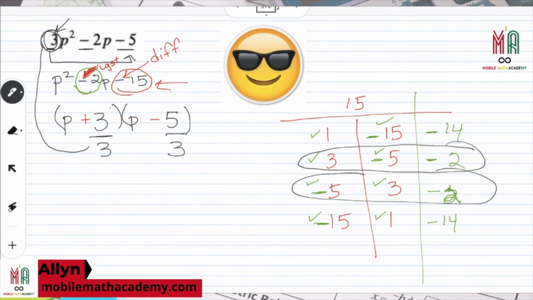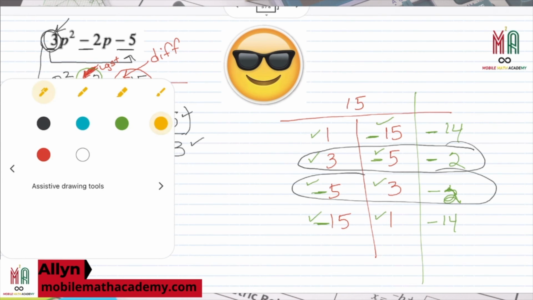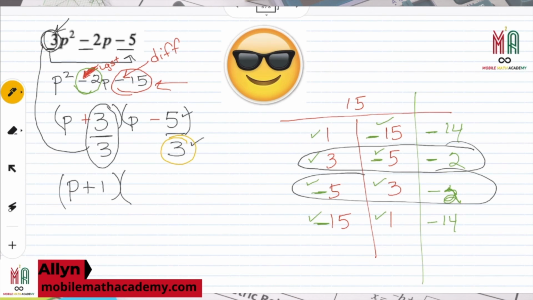So I am going to reduce this 3 over 3, that becomes 1, so p plus 1, times the quantity. Now negative 5 over 3 cannot simplify into a whole number. So this is where the slide comes in. I am going to take this 3 and slide it in front of that p, right? So now my final factor is 3p minus 5. And this is your completely factored trinomial. All right, not bad, huh?